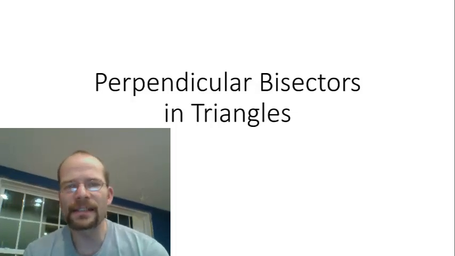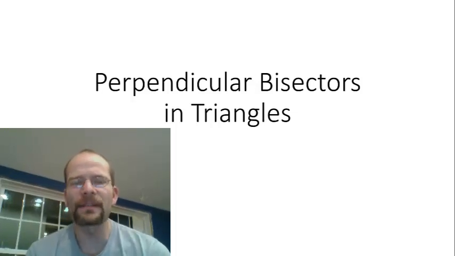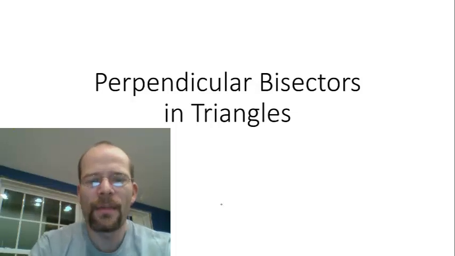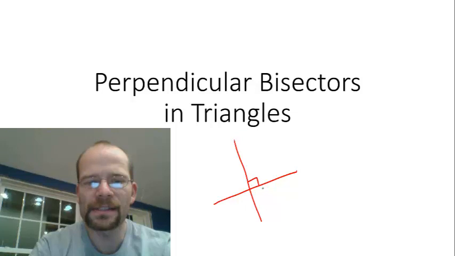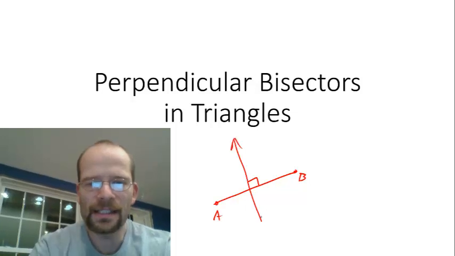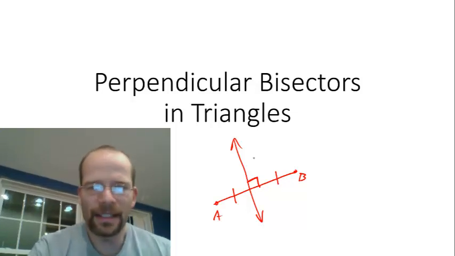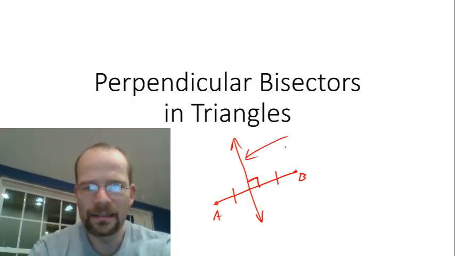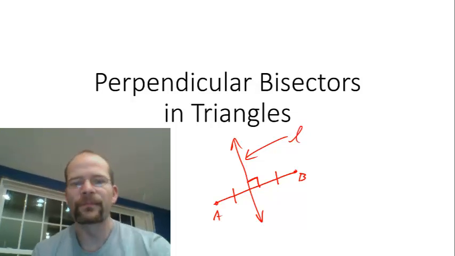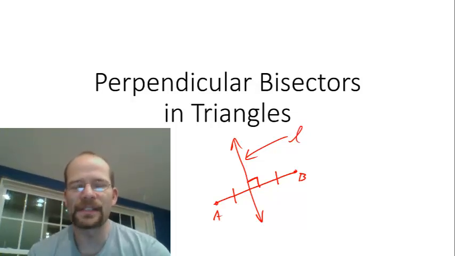Welcome to geometry class. Today we'll talk about perpendicular bisectors in triangles. Remember, a perpendicular bisector is a line or ray or segment that intersects a given segment. In this case, we have segment AB. It intersects a given segment at a right angle and divides it into two congruent segments. So here, this line, maybe this is line L, is the perpendicular bisector of segment AB.